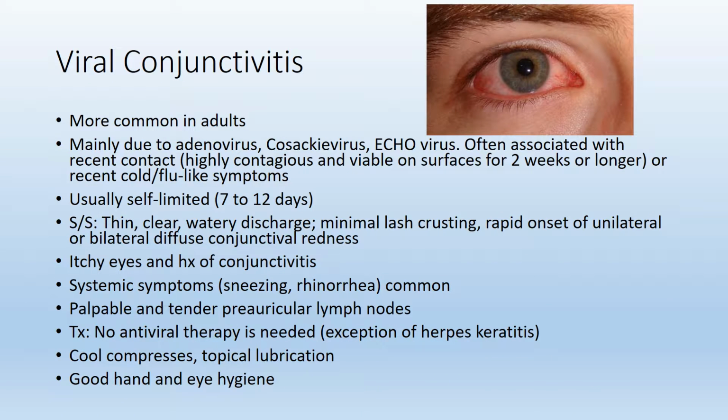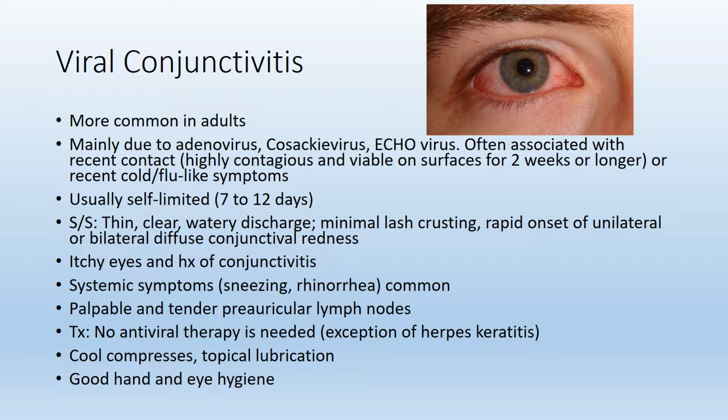Viral conjunctivitis is more common in adults and is usually due to adenovirus, Coxsackie virus, or echovirus. It's often associated with a recent contact or recent cold or flu-like symptoms. It's usually a self-limiting issue resolving by 12 days. In comparison to bacterial conjunctivitis, viral conjunctivitis usually presents with a thin, clear, watery discharge, minimal lash crusting, and a rapid onset of unilateral or bilateral diffuse conjunctival redness.